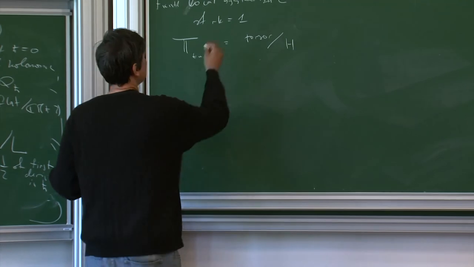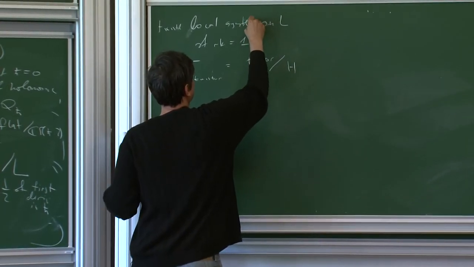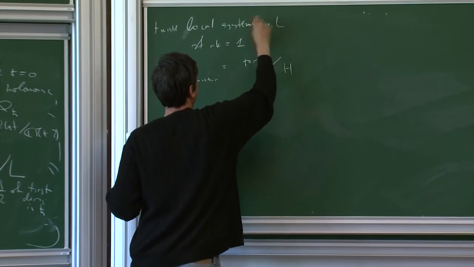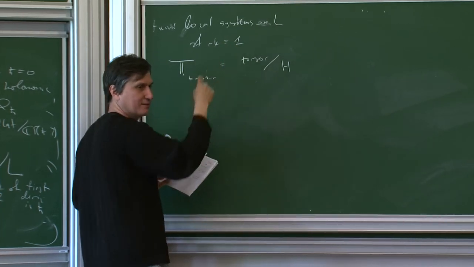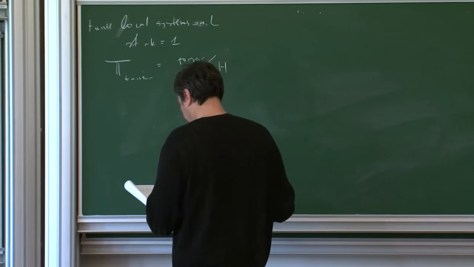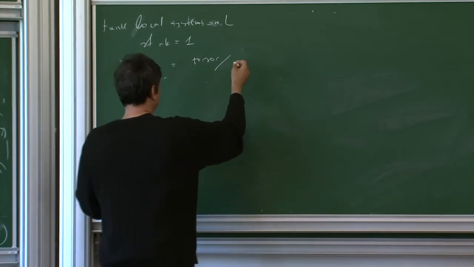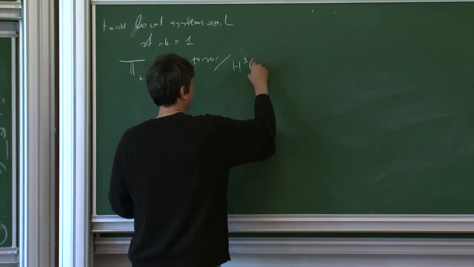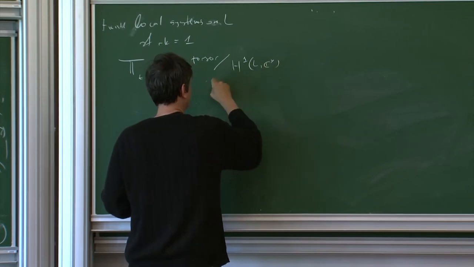What did you write here? Twisted local system. Oh, sorry, my handwriting became systems on L of rank 1. Just ignore this big fundamental group. And it will be torsors over H1 of L, C star, which will be Hom.